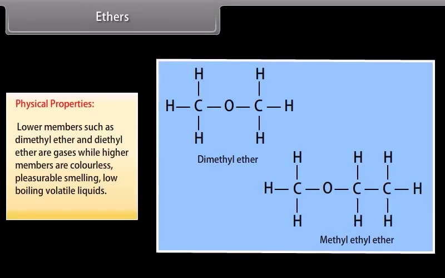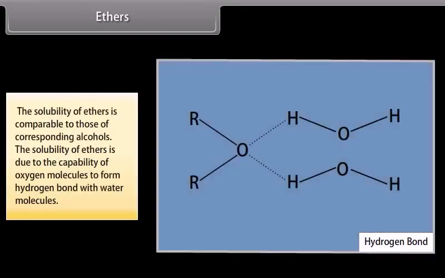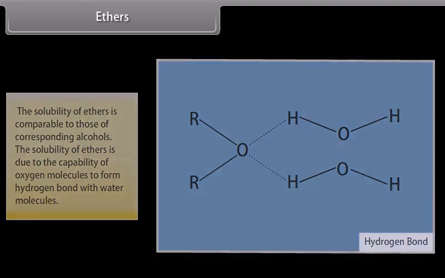Physical properties. Lower members such as dimethyl ether and diethyl ether are gases, while higher members are colorless, pleasant smelling, low boiling volatile liquids. The solubility of ethers is comparable to that of the corresponding alcohols. The solubility of ethers is due to the capability of oxygen atoms to form hydrogen bonds with water molecules.